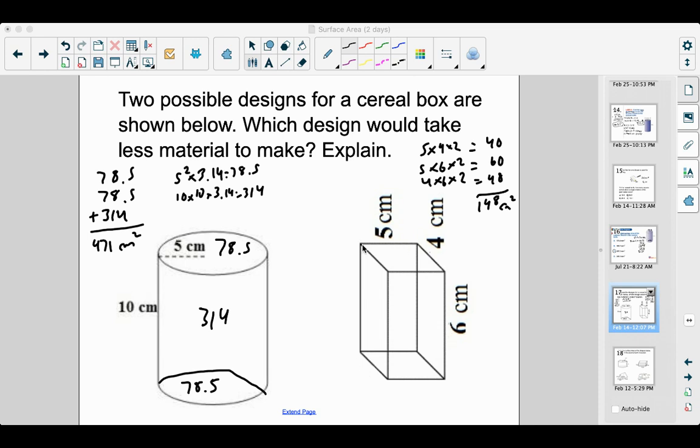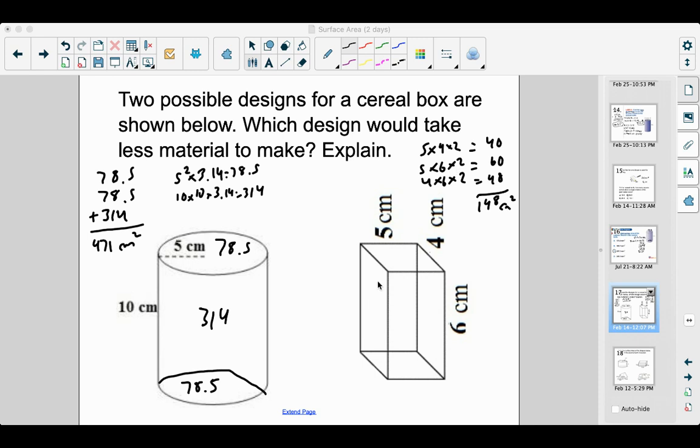For the rectangular prism, you just have 5 times 4 for the top and bottom. You double that: 20 and 20 is 40. The sides are 5 by 6, so 30 and 30 is 60. Front and back, those are 4 by 6, I'm sorry, side and side. 4 by 6 is 24. Double that, you get 48. Add those up, you get 148. So this would be the much cheaper design to make.